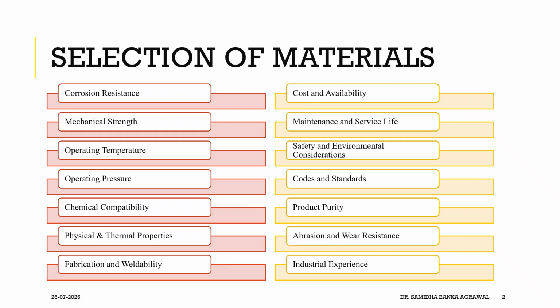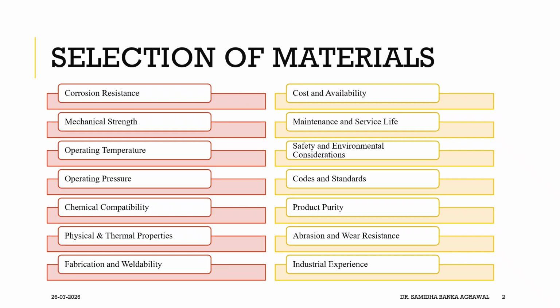For example, carbon steel is economical and widely used, but it is unsuitable for handling strong acids. Stainless steel offers better corrosion resistance and is therefore preferred in food, pharmaceutical, and many chemical industries. In highly corrosive environments, materials like fiber reinforced plastic or glass lined steel may be required. Therefore, engineers must balance technical performance with economic feasibility before finalizing the material.